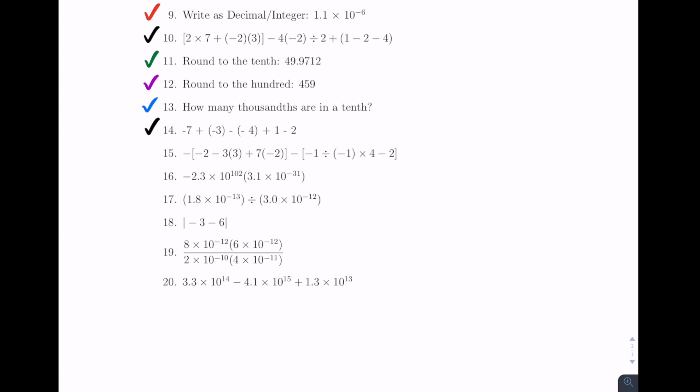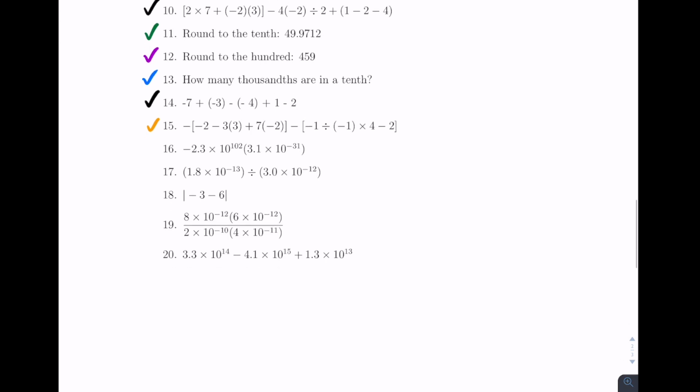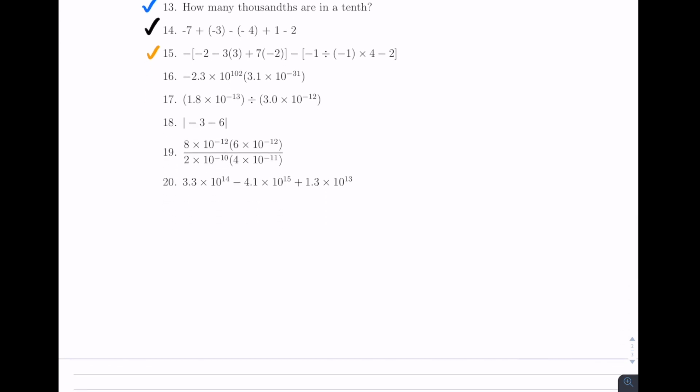Question 15. Another relatively big one. Let me copy it down.